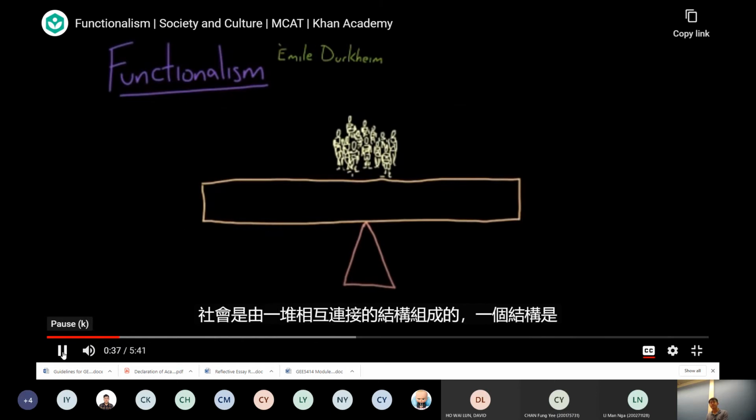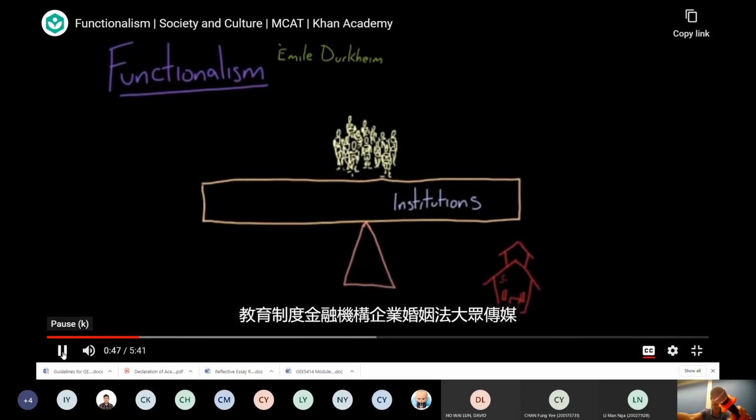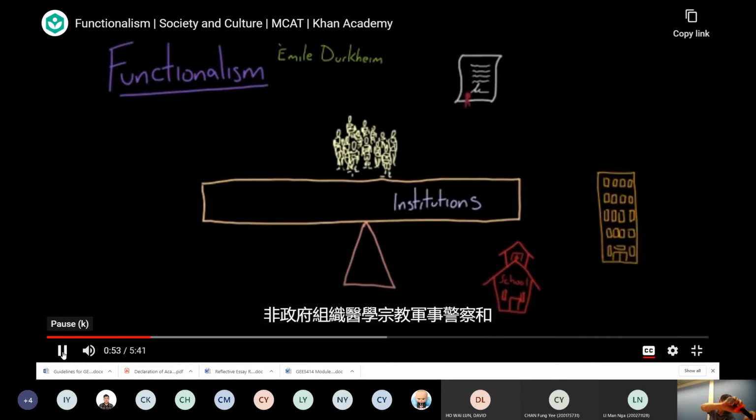In the theory of functionalism, society is made from a bunch of connected structures. One structure is institutions, which are structures that meet the needs of the society, like education systems, financial institutions, businesses, marriage, laws, mass media, non-governmental organizations, medicine, religion, the military, police forces, and lots of others too.